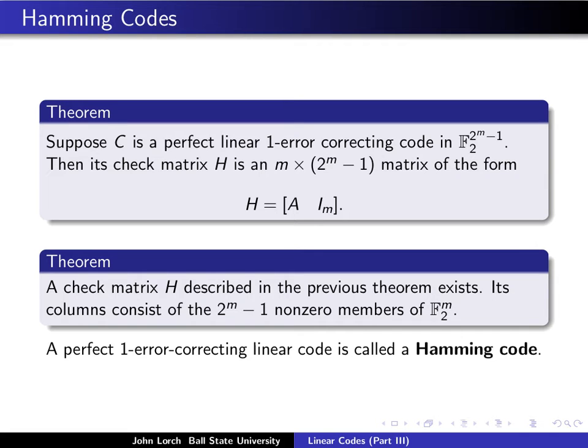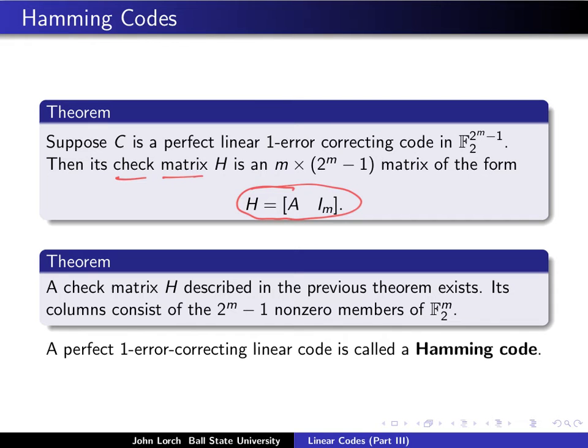So at the top of the slide, we have the theorem that we stated and proved on the previous slide. That is, if C is a perfect linear one error correcting code in strings of length 2 to the m minus 1, then its check matrix has this form. The question is, does such a thing exist? And in fact, it does. So a check matrix H described in this previous theorem does exist, and its columns just consist of the 2 to the m minus 1 non-zero members of F2^m.